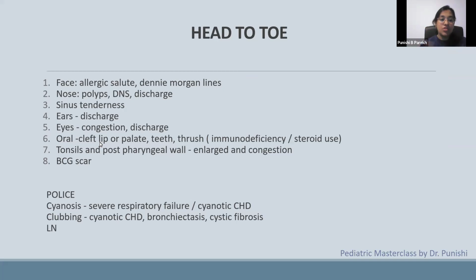In oral examination, look for cleft lip, palate, teeth, oral hygiene, and thrush. Thrush, you might see candidal thrush or a white coating, which might be seen in immunodeficiency, or if the child is on steroids, so MDIs, when the child is taking repeated metered dose inhalers for asthma, because the MDI can be a combination of a beta agonist along with a steroid.